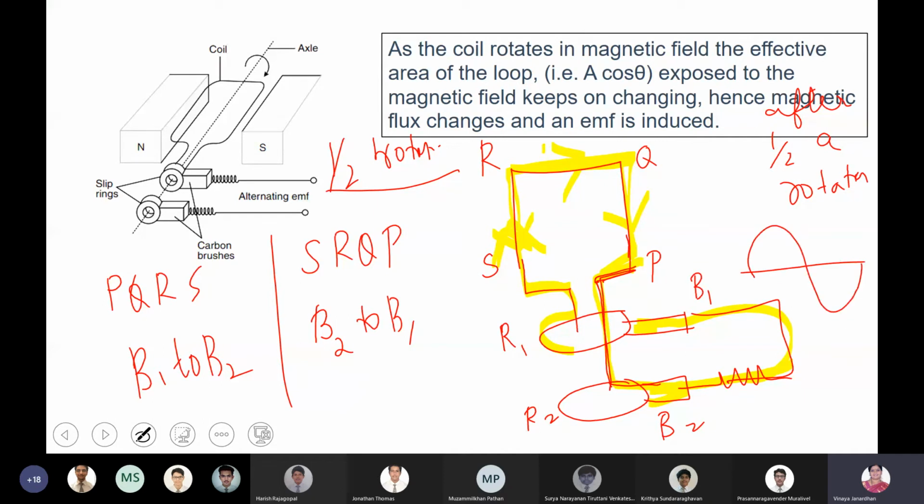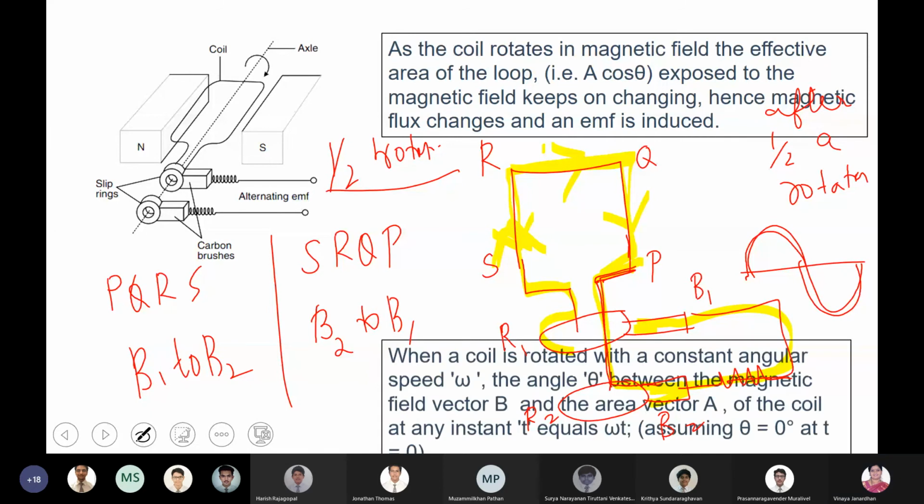So the induced current in the external circuit, during half a rotation, flows from B1 to B2. Next half a rotation, it changes its direction. It goes from B2 to B1. Such current, we call alternating current. Anyway, just go through it, boys. This is the basic principle. Now again, when the coil is rotating, QP will move, so it keeps on changing.